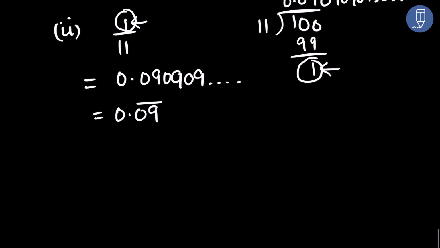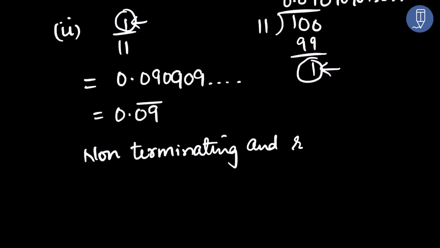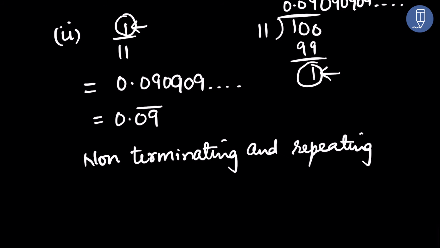Now, what kind of decimal number is this? This is non-terminating. Of course, yes, because it doesn't stop. And it is also repeating. Even if you are confused whether to write repeating or non-repeating, you have to always write down repeating. Why? Because rational numbers are always repeating. So, it has to be repeating.